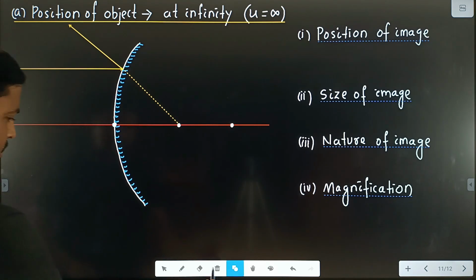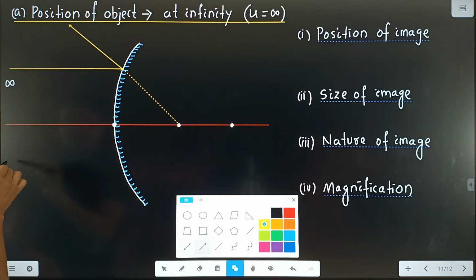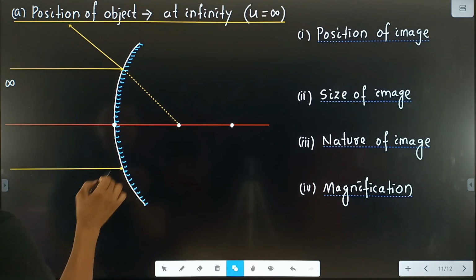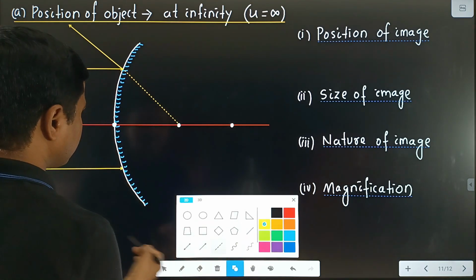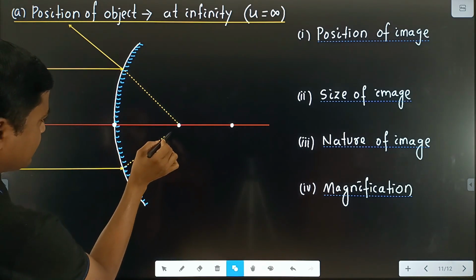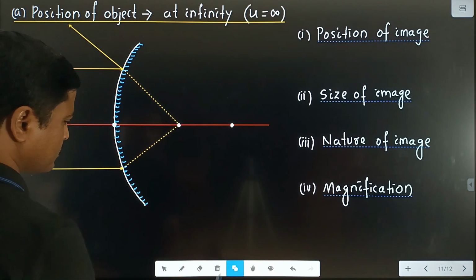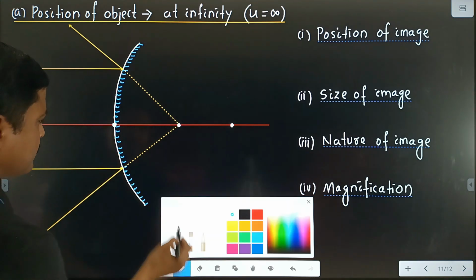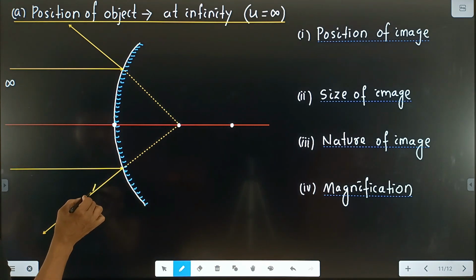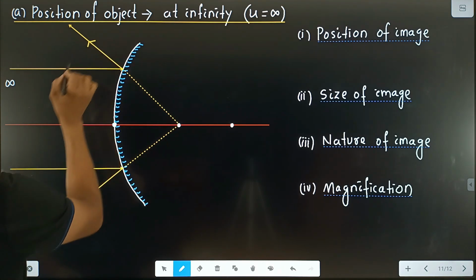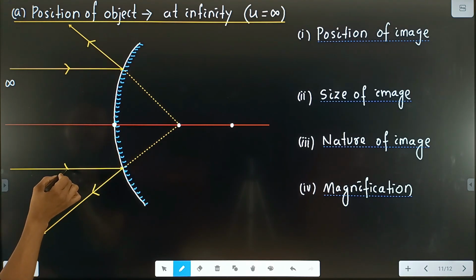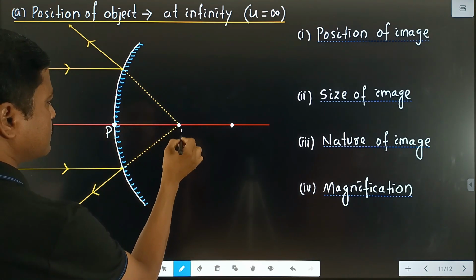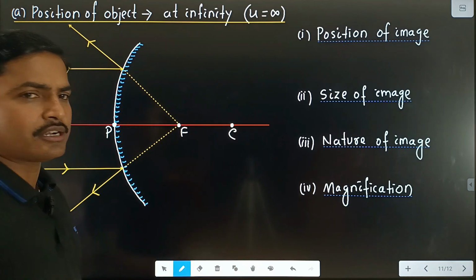Clear? Similarly, the second incident ray is also parallel to the principal axis, and after reflection, again the reflected ray appears to meet at the focus, and we draw the reflected ray. This one is the second reflected ray, this one is the first reflected ray, and these are the incident rays. And here this one is the pole, this one is the focus, and this one is the center of curvature.